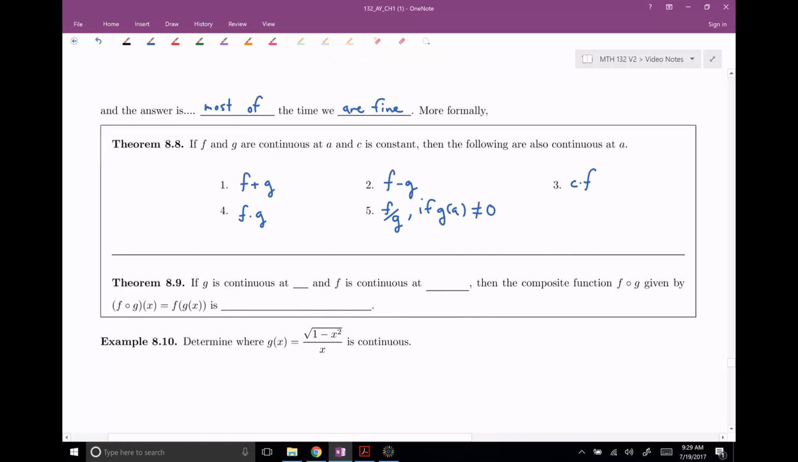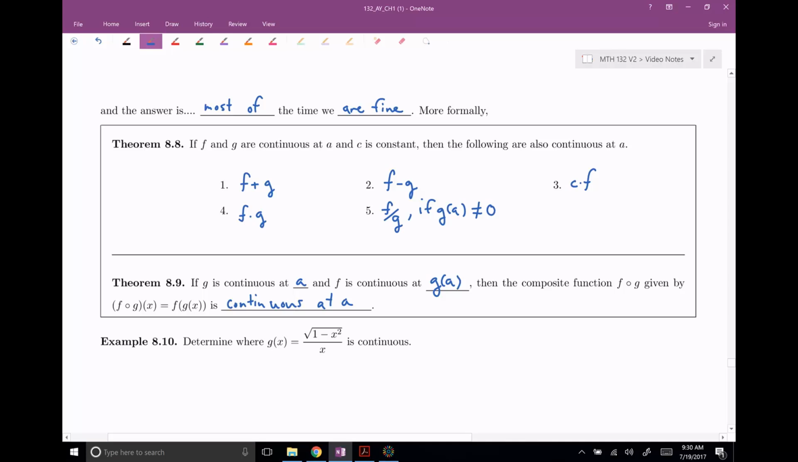Likewise, if we have g is continuous at a value a, and f is continuous at g's evaluation at a, then the composite function, this kind of looks like f circle g here, but it's f composed with g, is given by, and that's just basically where you take g and you put it inside of f. This is continuous at a.